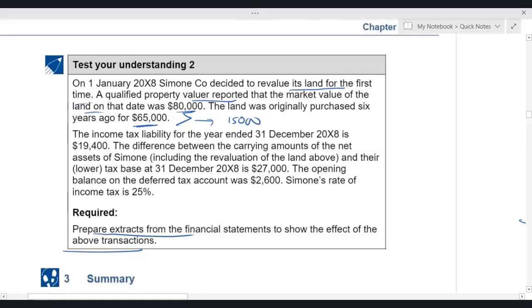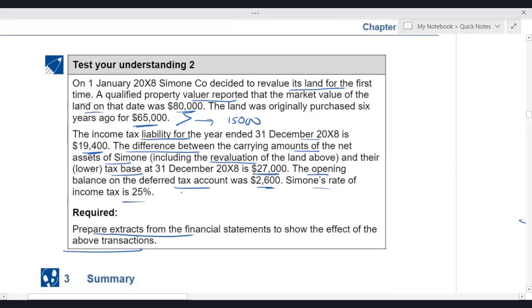The income tax liability for the tax year ended December is 19,400. The difference between the carrying amount of the net assets of Simon, including the revaluation of the land above, and their lower tax base, is 27,000. The opening balance on the deferred tax account was 2,600. Simon's rate of tax is 25%. And they're just asking to prepare extracts from the financial statements to show the effect.